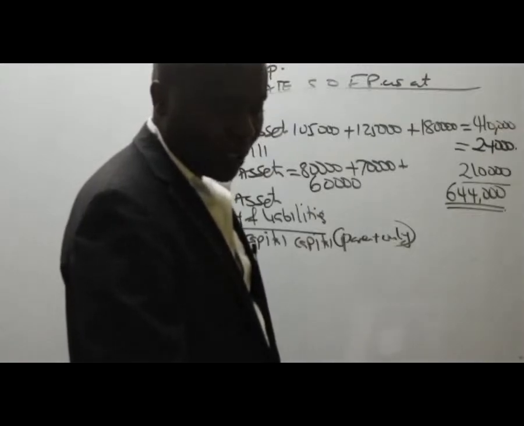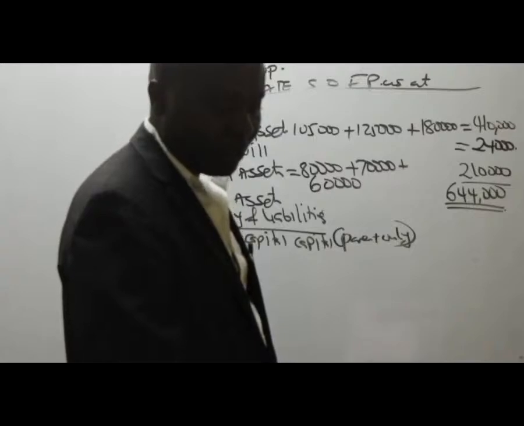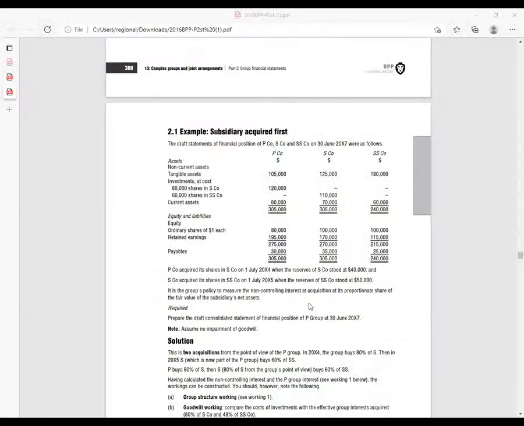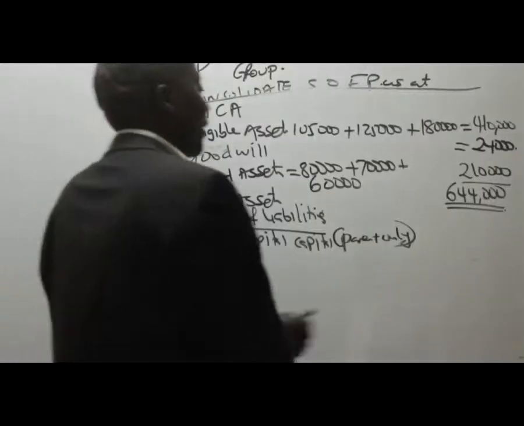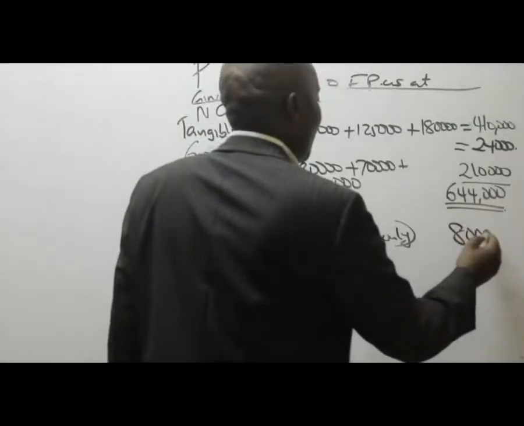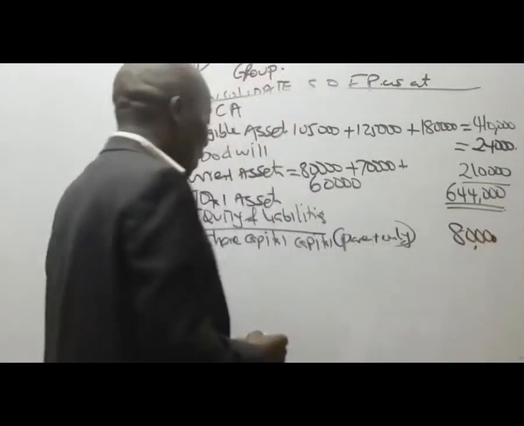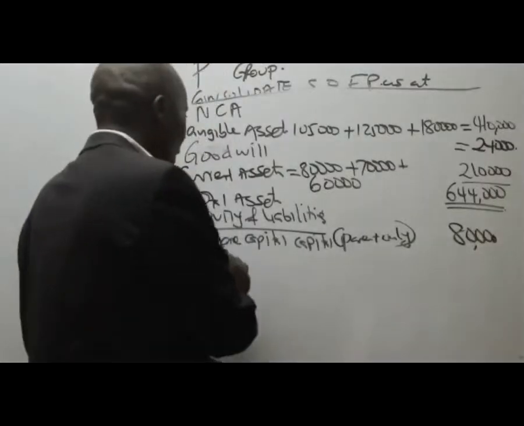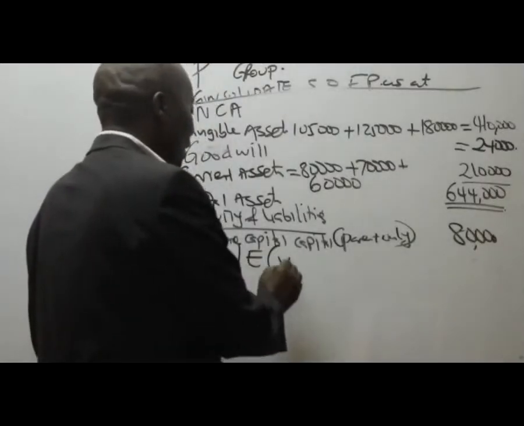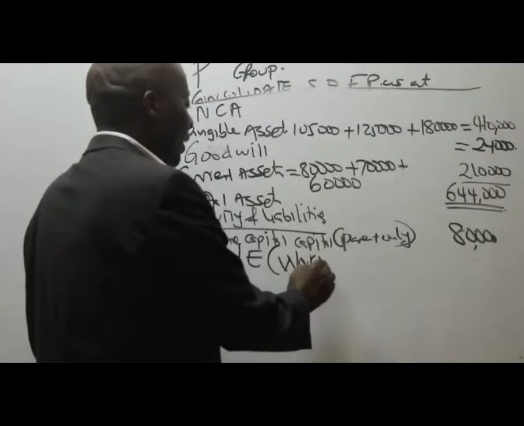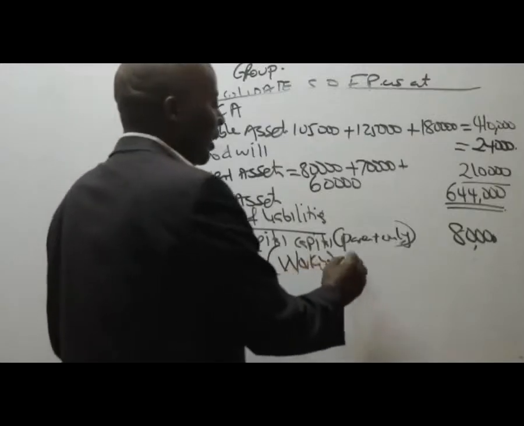Parent only, if you look at it, they'll give you so many of them. For the parent here, you can see the equity ordinary shares, 80,000. That's what we pick, 80,000. Now, ladies and gentlemen, apart from this share capital, do we have any other thing? Yes, the retained earnings. It will be the balancing figure.